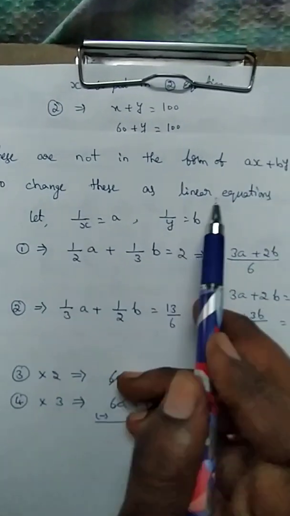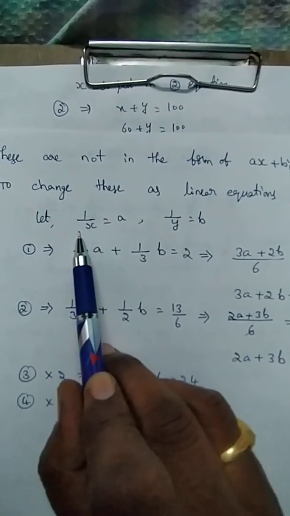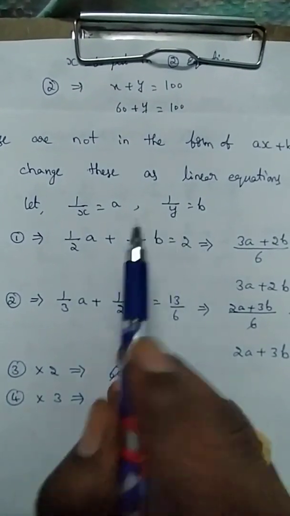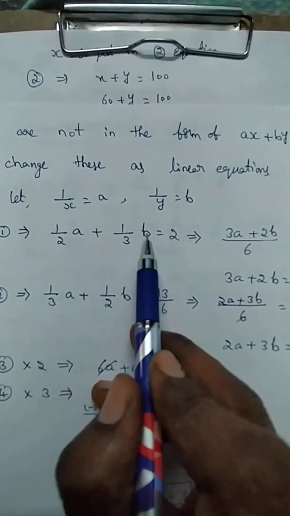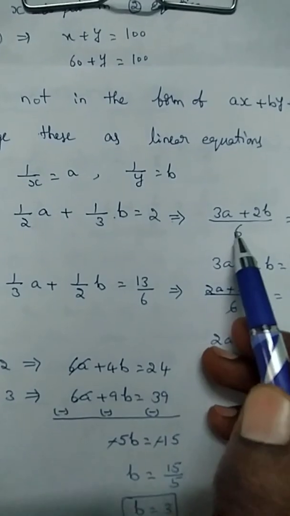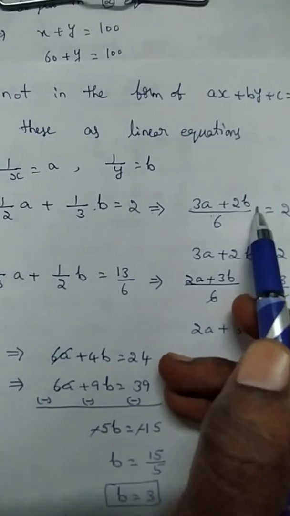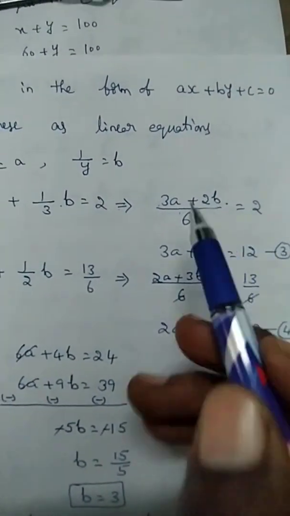To change these into linear equations, we can assume that 1 by x is equal to a, 1 by y is equal to b. Then the first equation changes to 1 by 2a plus 1 by 3b is equal to 2. The LCM of those two fractions is 6, so 3a plus 2b. Already we know how to find the LCM for the fractions.